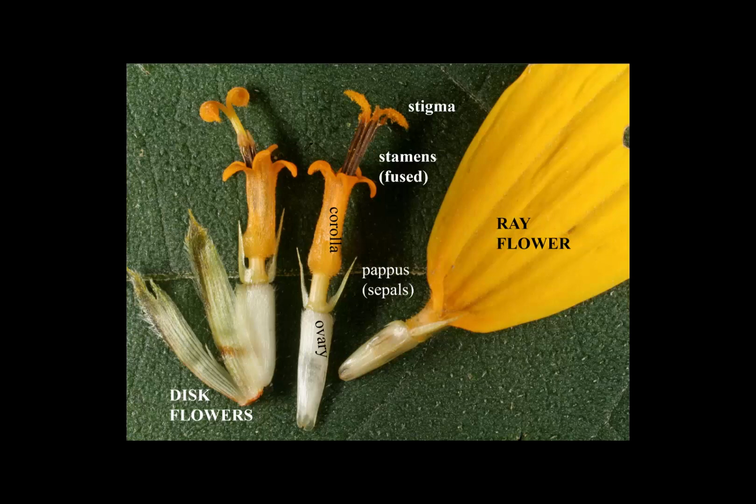Here we have down at the bottom the ovary. I'm gonna increase my drawing potential here. Down at the bottom the ovary, and attached at the top of it is the modified sepals. It's called the pappus.